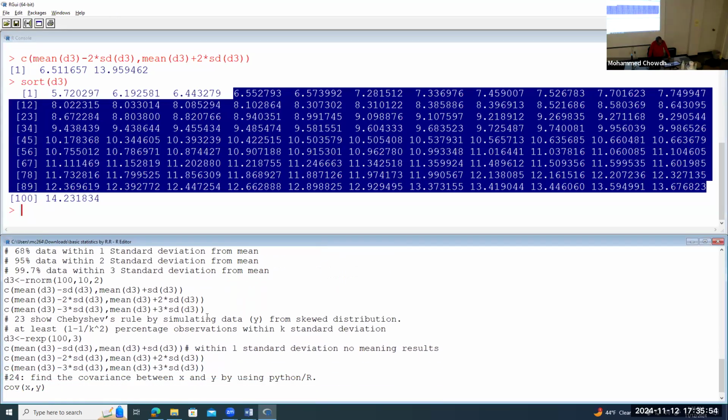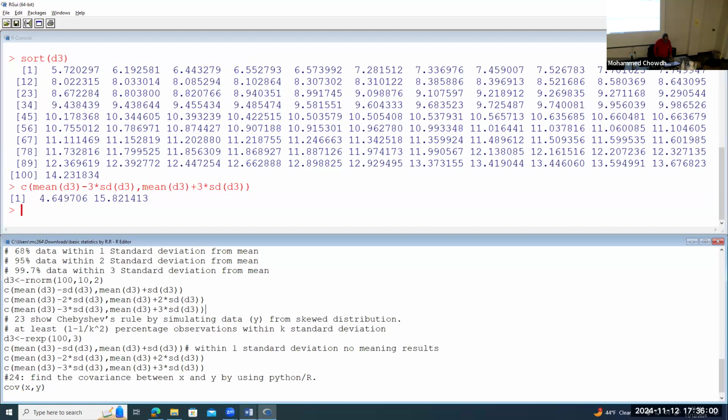Then similarly, if you want to do it for the last one, you will see all data, 100%, 99.7, right? 99.7% within 3 standard deviations. That means all 100% of data falls in there. Are you okay understanding?